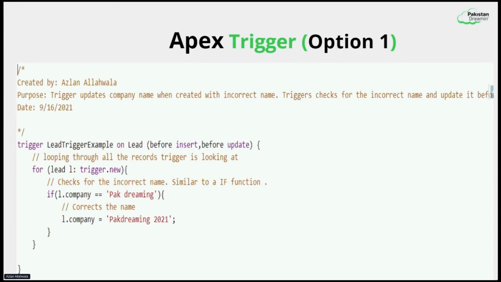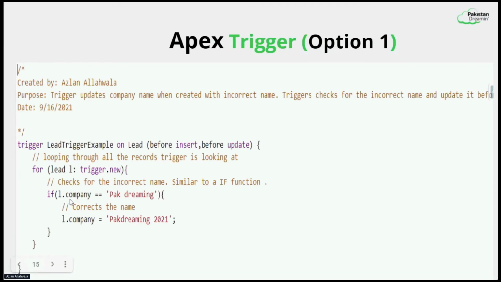So think of trigger.new as a bucket with records. And lead L is basically me naming whatever record is coming in as L. Now, once that happens, I open another bracket and go in there. I see that for the record L that's coming in, there is a double equals. Now we are basically comparing the company name.